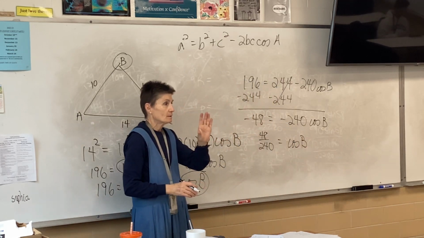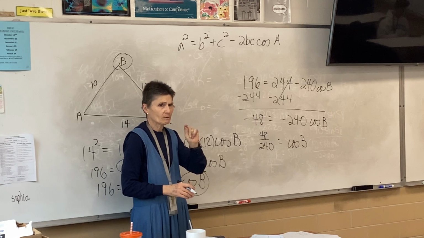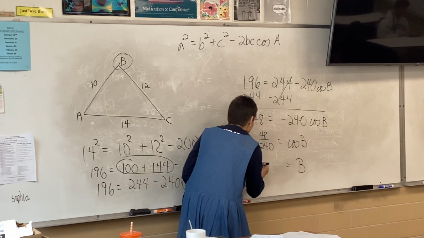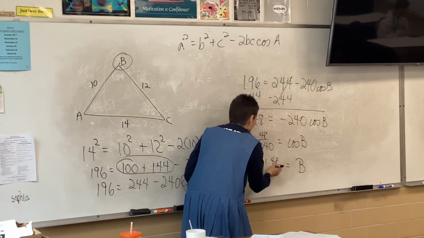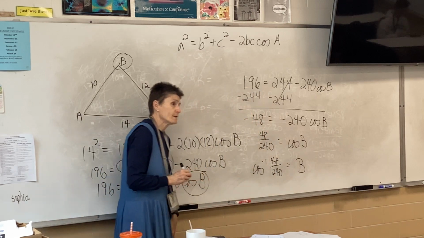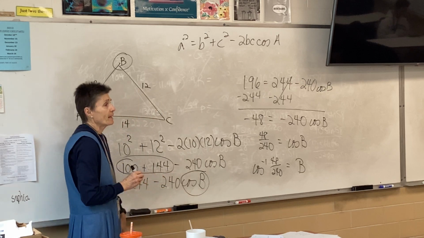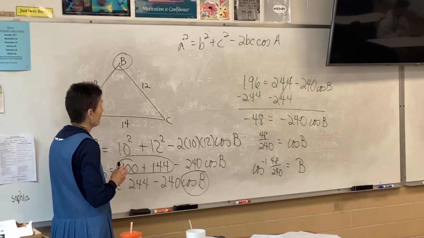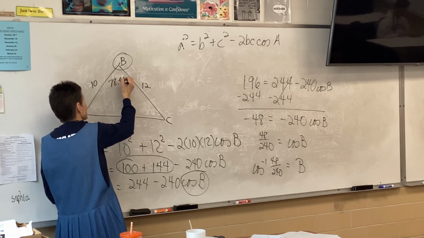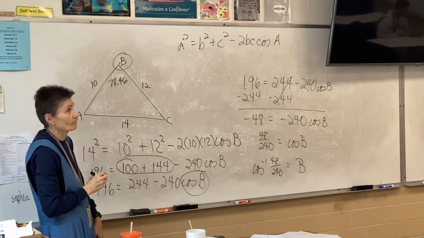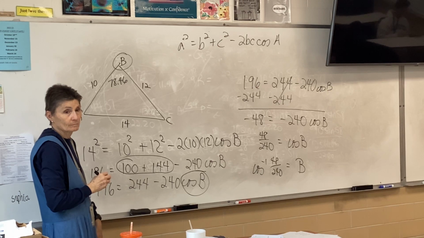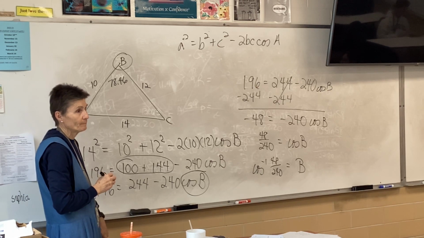Wait a second, though. Aren't we looking for an angle? We're going to have to use inverse cosine. So B is going to be inverse cosine of 48 over 240. And what is the measure of angle B? 78.46, she says. Do I have an agreement from someone?